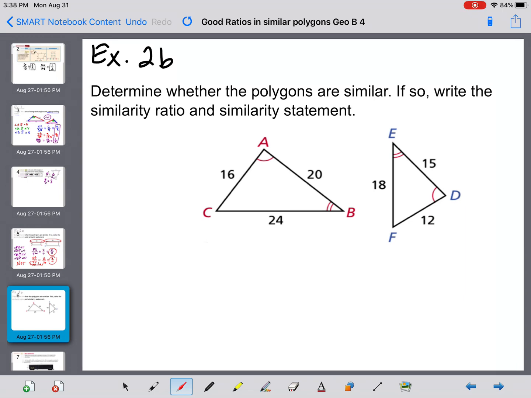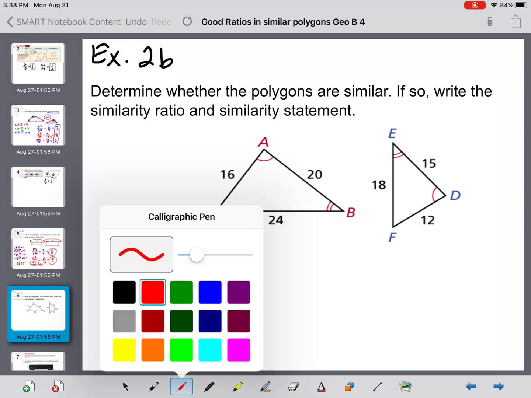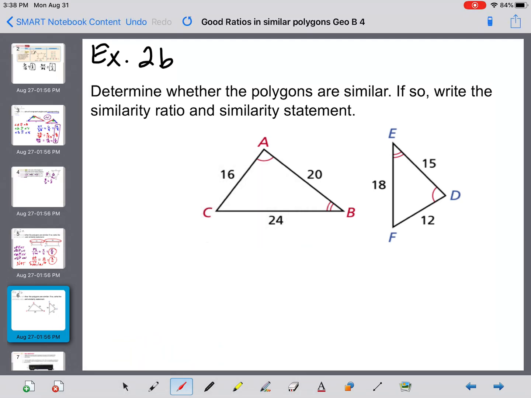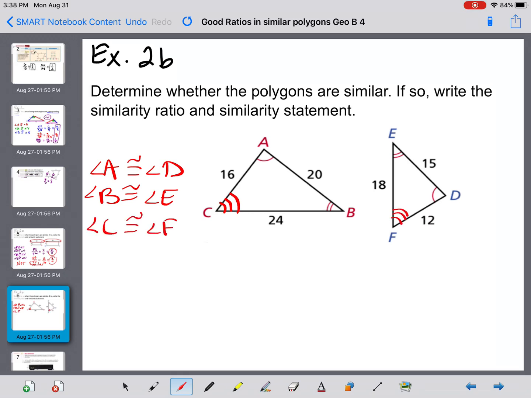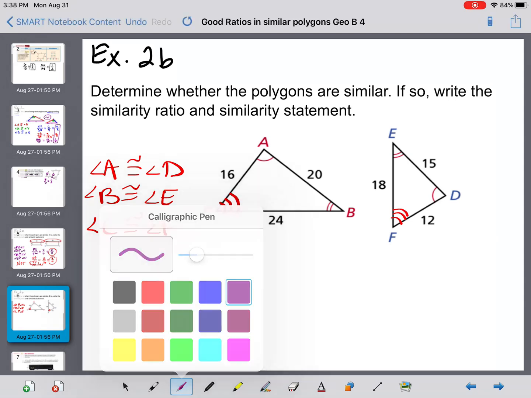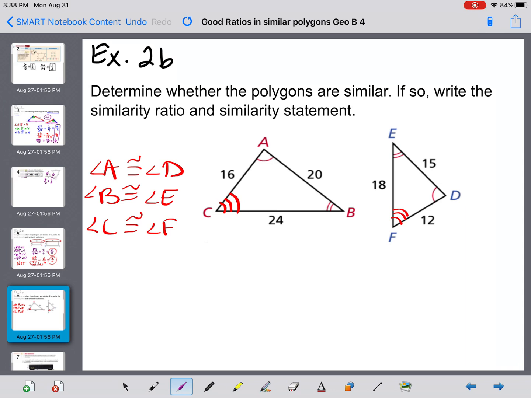Okay, this example says determine whether the polygons are similar. If so, write the similarity ratio and the similarity statement. Well, we know that angle A is congruent to angle D, angle B congruent to angle E, which leads us to angle C being congruent to angle F. Now let's check the sides. The smallest sides, DF and CA, we can check. 12/16 would reduce to 3/4.